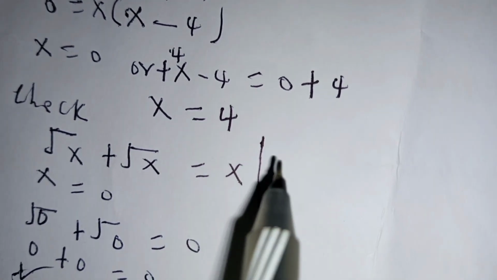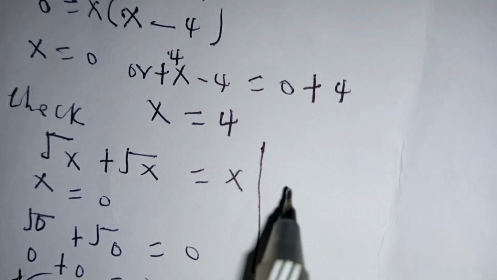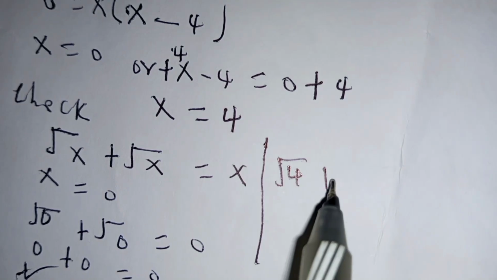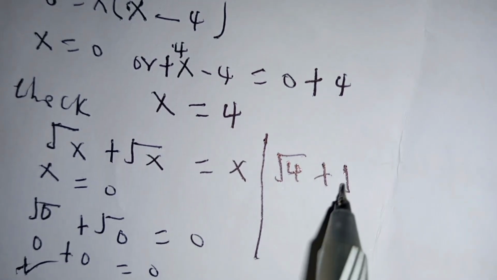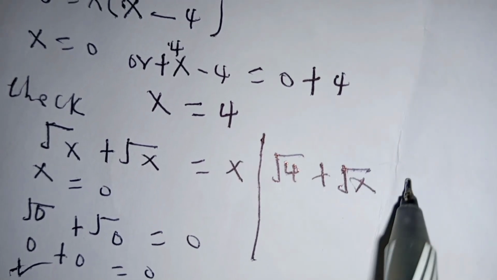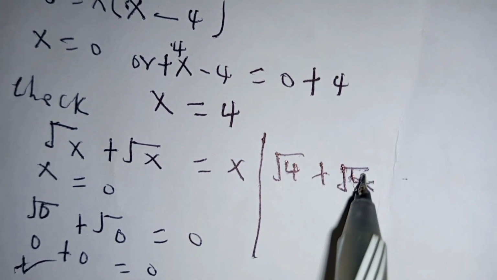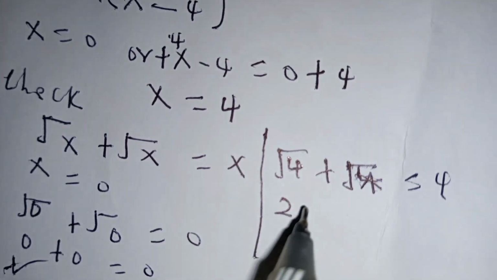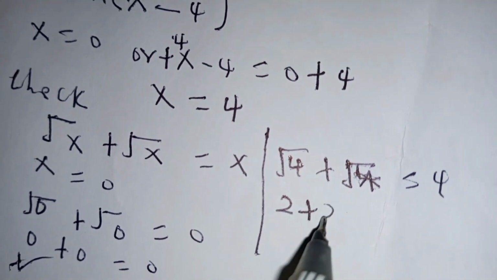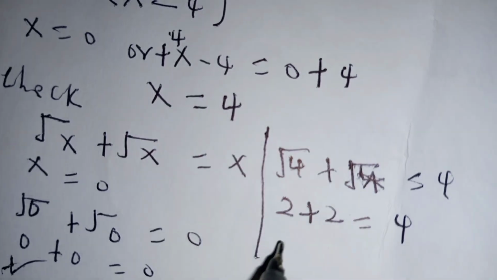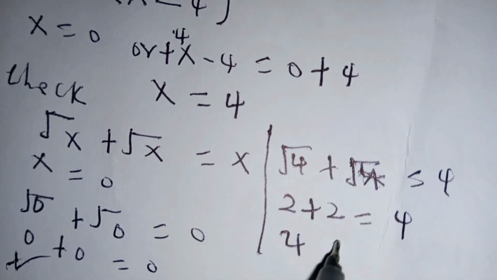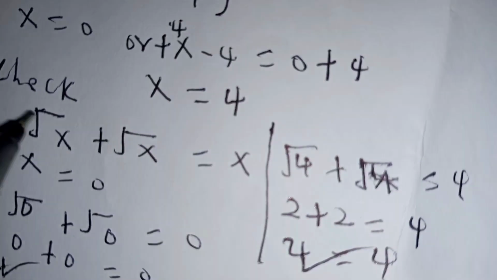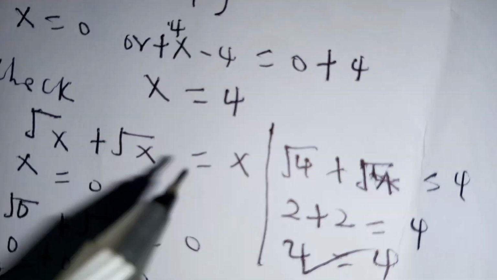What about when x is equal to 4? Square root of 4 plus square root of 4 is equal to 4. Square root of 4 is 2. Square root of the other 4 is 2, which is equal to 4. So 2 plus 2 is 4, which is equal to 4. So clearly, the answer works when x is equal to 4.